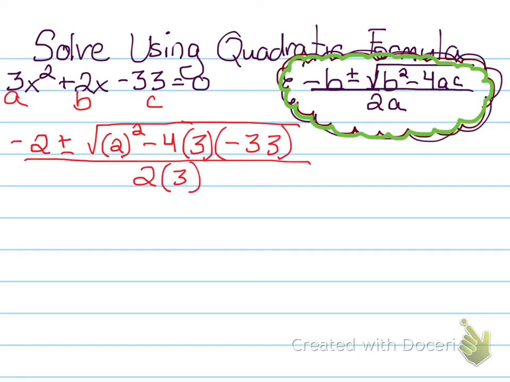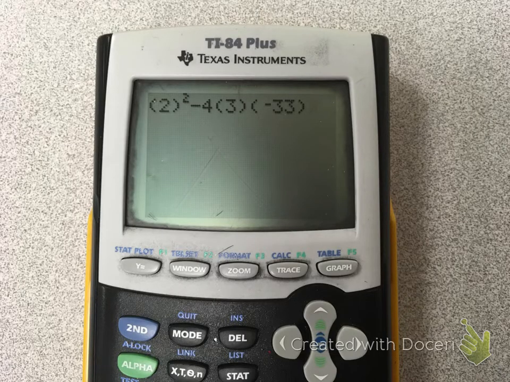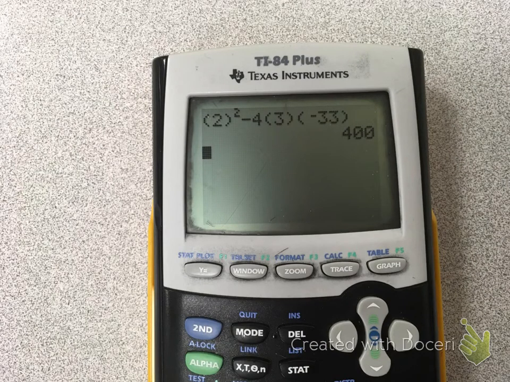After you have plugged in your values for a, b, and c, then you're going to type in your calculator everything that is under the square root. So as you can see, in my calculator, I typed in parentheses 2, close parentheses squared, minus 4 times 3 times negative 33. When I press enter, it equals 400. So that is the number I'm going to write under my square root.